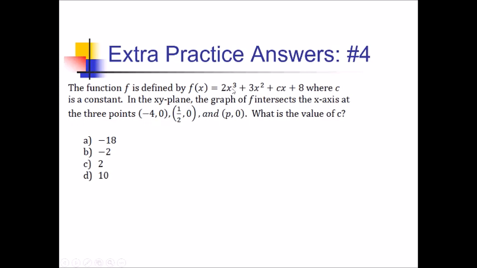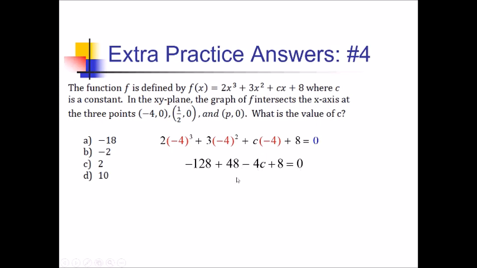We'll have 2 times negative 4 cubed, and I'll put that in a parentheses, plus 3 times negative 4 squared, plus, this is going to be c times negative 4. We still have a plus 8, and all of that should now equal 0, because that's what y is when x is negative 4. Now we just have to simplify and solve this thing. So we've got negative 4 cubed is going to be negative 64, times 2 is negative 128. Negative 4 squared is 16, times 3 is 48, so we're adding that. We've got negative 4c, still have a plus 8, still have an equal 0.